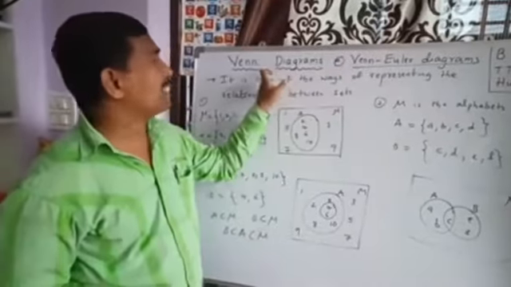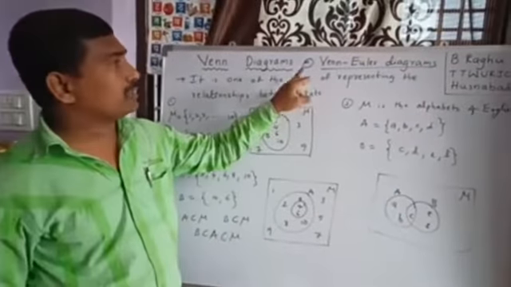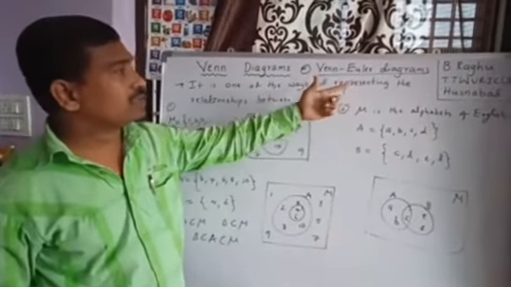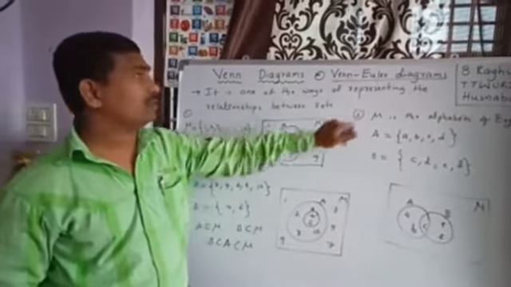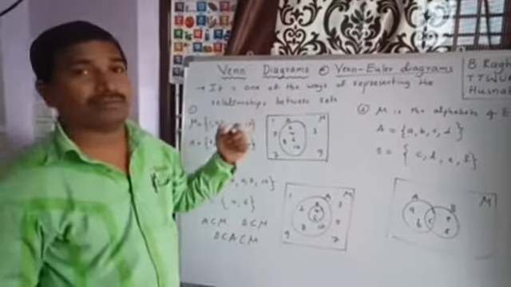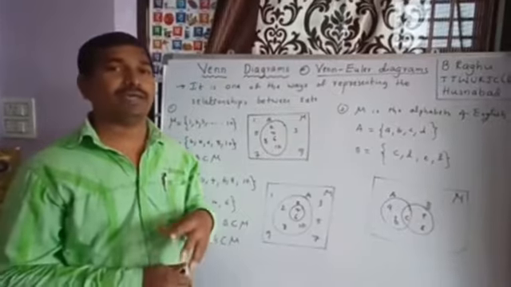Simply we say Venn diagram. This was discovered by Euler, so sometimes we say Venn-Euler diagrams, but simply we can call them Venn diagrams. What does Venn diagram mean?